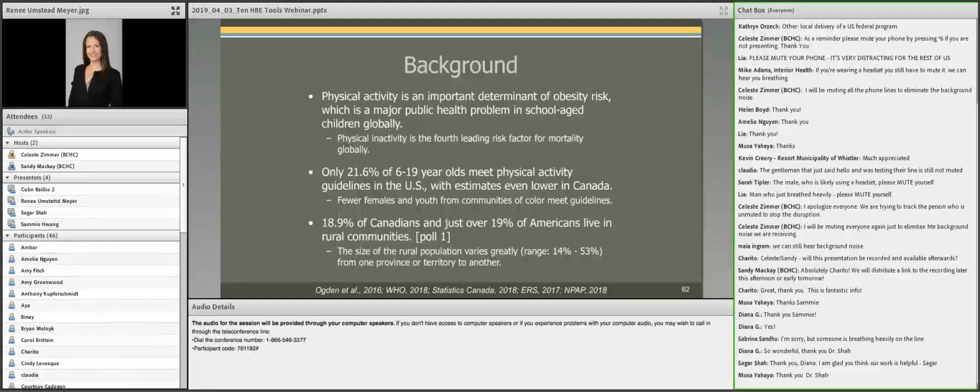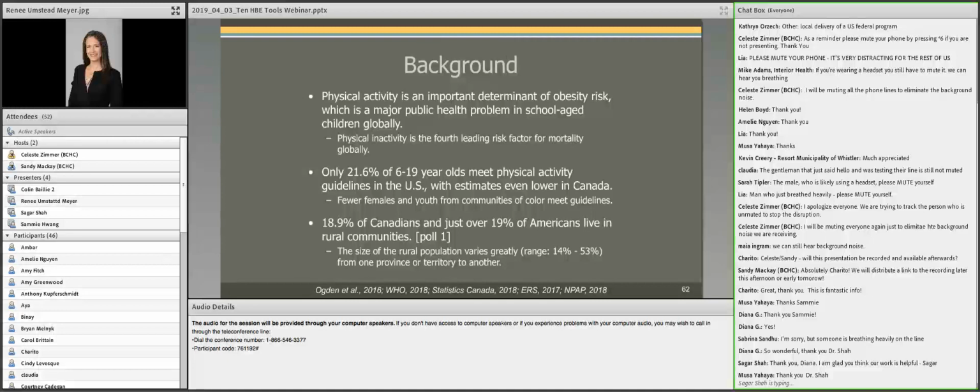So just a little bit of background. I'm hopeful that many of you don't need some of this, but since this is a variety of different health assessments, physical activity is very important. Globally, we have fewer children engaging in physical activity than any of our guidelines, either from the World Health Organization, Canada, the U.S., or other countries are stating. And that's really a problem.